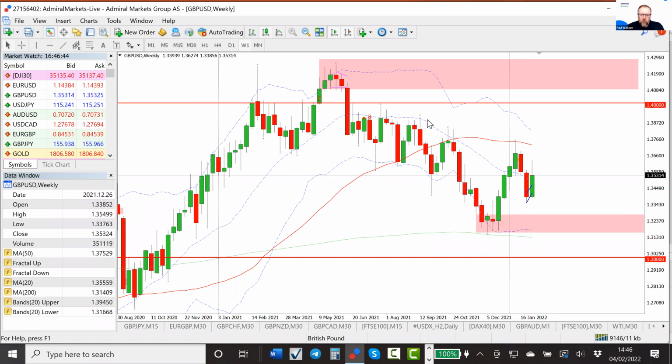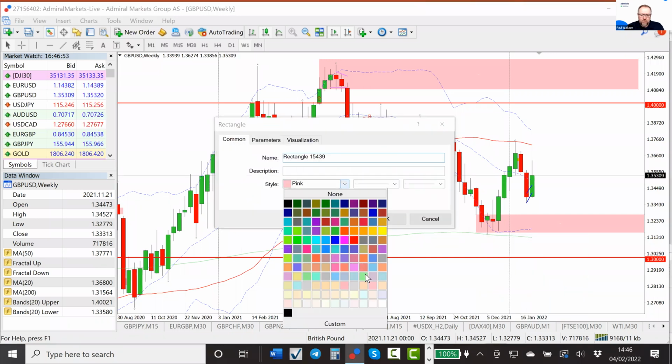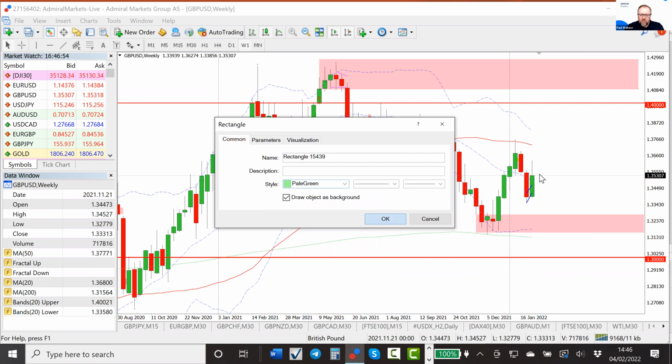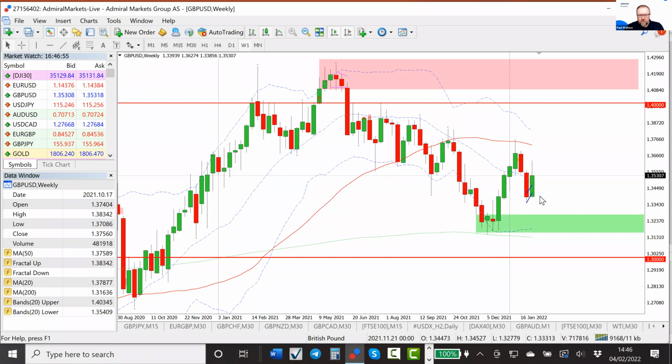a demand zone there. And because price has come away from that, I'll change the color of that to a pale green to remind me that, when price comes back to that zone, and in this case it might be a week or two, I'm going to have a bullish bias, and I might be looking for a bullish pin bar or a bullish engulfing candle there that might give me an indication that we are ready to move away.